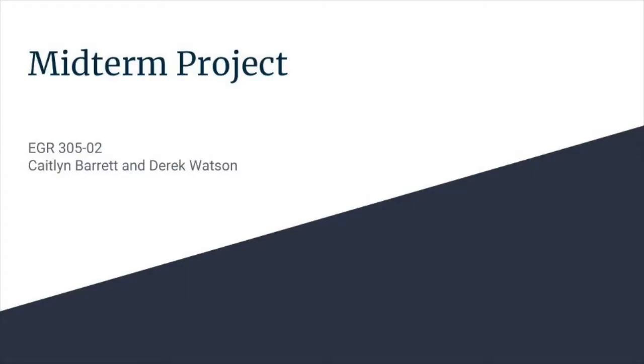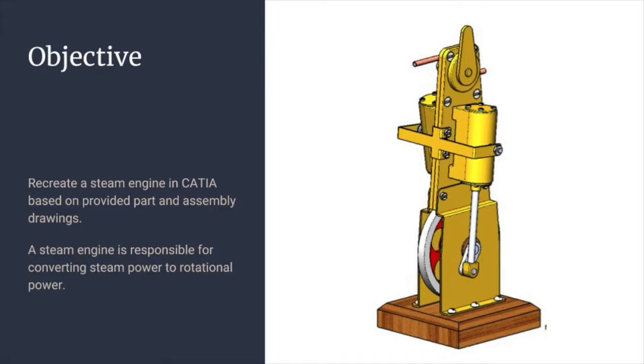Today we're going to be talking about our midterm project. We will begin this presentation with an overview of the project. The objective of this project was to recreate a steam engine in CATIA based on provided part and assembly drawings. The assembly shown on the screen was one of the provided drawings, and we also had part drawings of each part that makes up this engine to work off of.